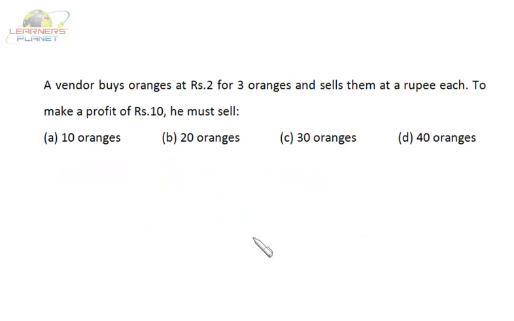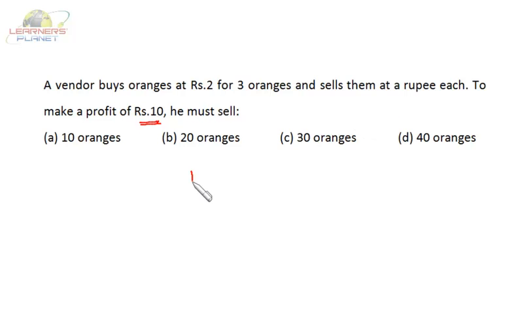Now let's see this question. A vendor buys oranges at rupees 2 for 3 oranges and sells them at a rupee each. To make a profit of rupees 10, he must sell how many oranges? We have to find out the number of oranges. Now what is the cost price per orange? That is 2 by 3. And what is the selling price per piece?